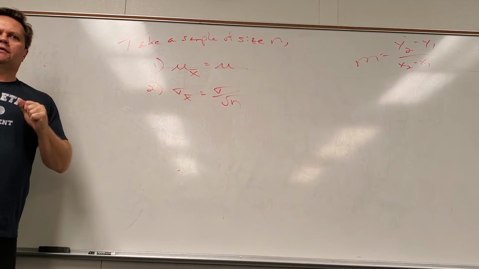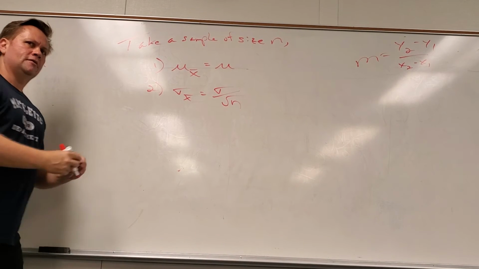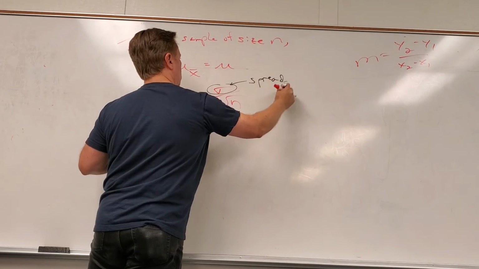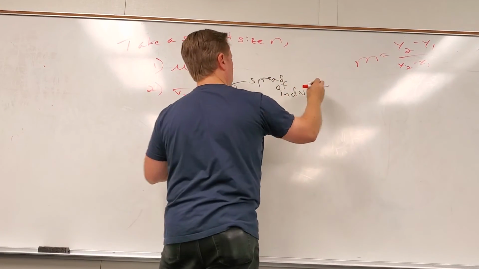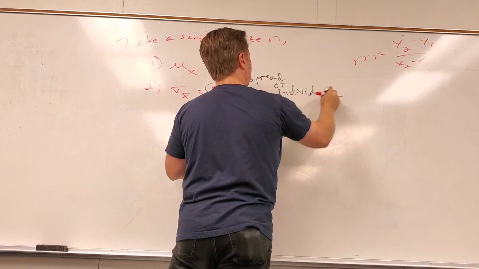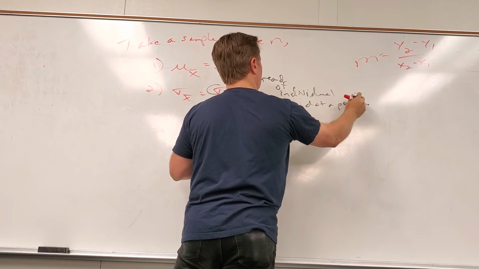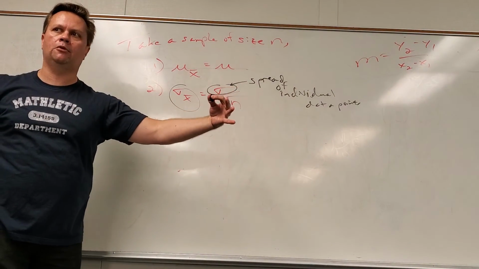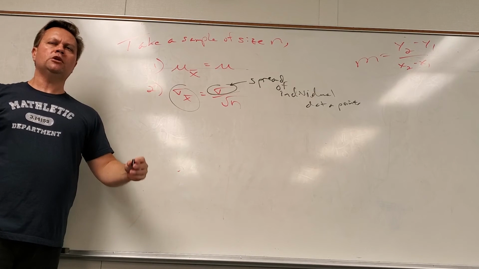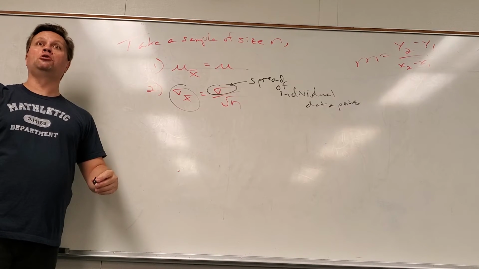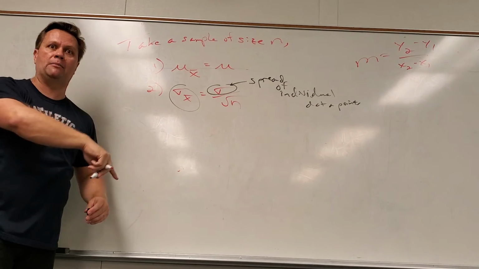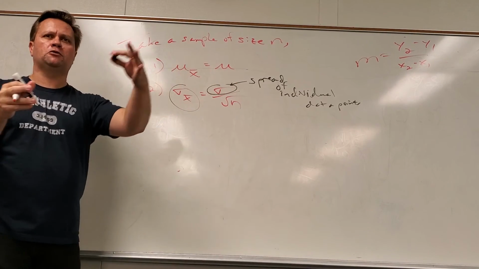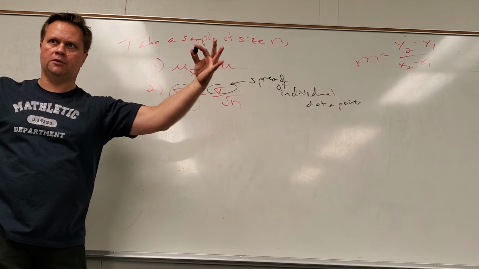So here's what I always say. This is the spread of individuals, individual data points. Whereas this one is how spread out groups of data points are. So when you get a question that says, what's the probability that a group of 37 people will have an average blah, blah, blah, you have to use this standard deviation. Why would you use standard deviation for individual data points when you're talking about a group of data points?